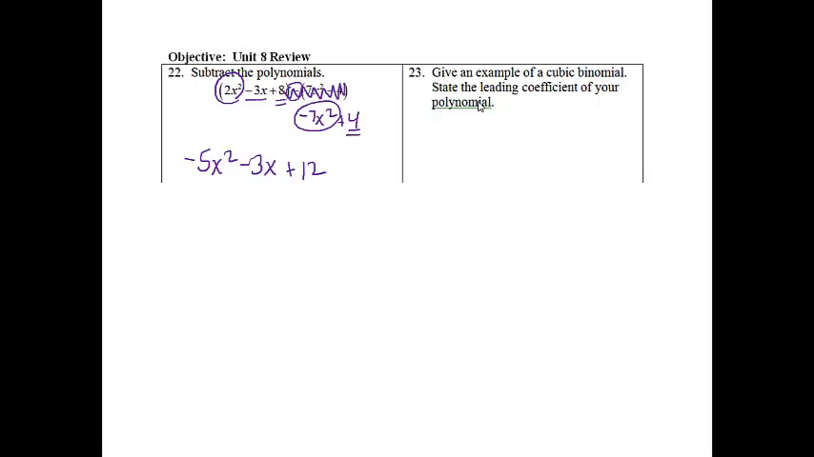All right. Number 23 says, give an example of a cubic binomial. State the leading coefficient of your polynomial. All right, if it's cubic, the highest power is going to be 3, so the degree is going to be 3. And if it's a binomial, there will be two terms. There'll be two parts. So an example might be 5x cubed plus 6x. I could put 2x cubed plus 7, anything like that, as long as my highest power is a 3, and there are two parts. Okay, and then it says to state the leading coefficient.